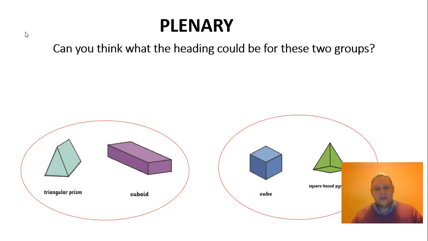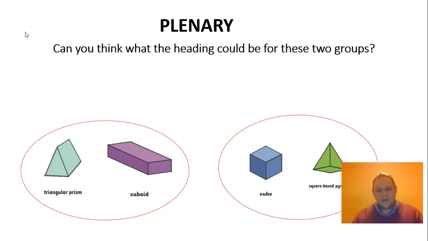So what we need to do when we're thinking of these sort of questions is look at the shapes that have been grouped together and see if they've got any properties that those shapes share that are not shared by the other shapes, okay, in the right-hand group. So let's have a look at triangular prism and cuboid. What do they have in common that the cube and the square-based pyramid don't have?